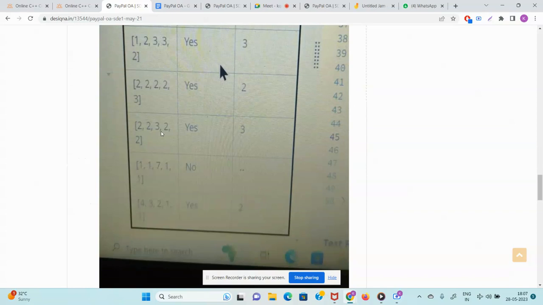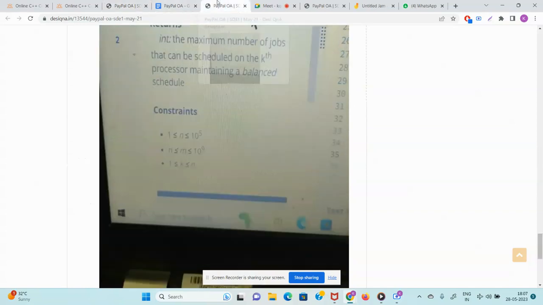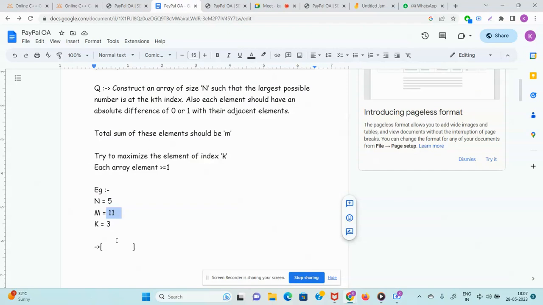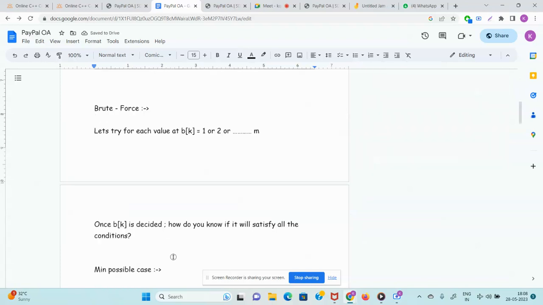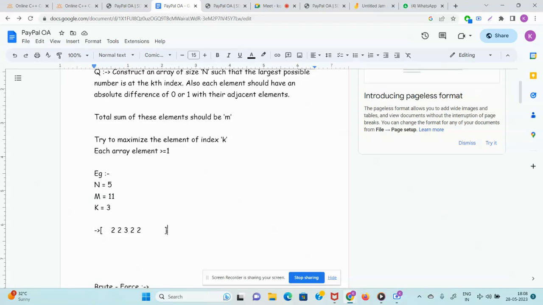So let's go and write 2 2 3 2 2. Guys, this is a valid array. Why is this valid?